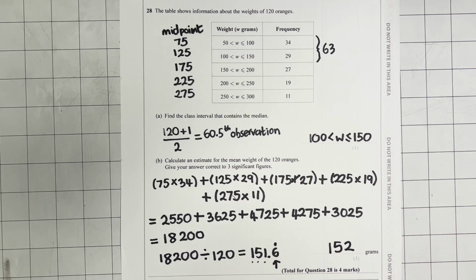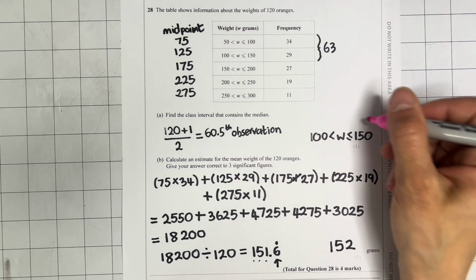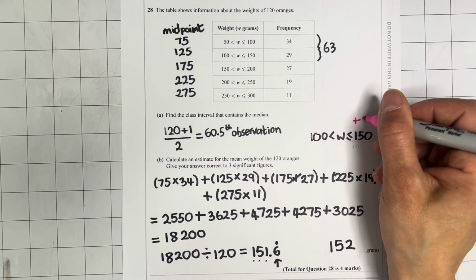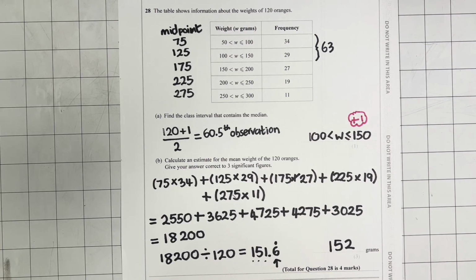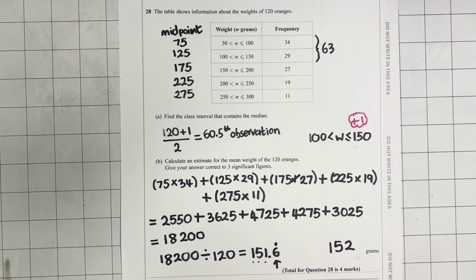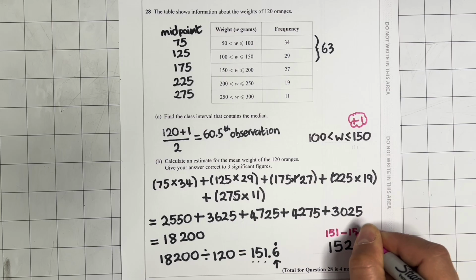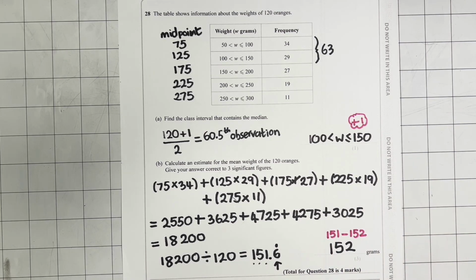This is a 4-mark question. Part A is worth 1 mark, and you get this 1 mark for stating the class interval W is greater than 100 and less than or equal to 150. Part B is worth 3 marks. If you get an answer in the range of 151 to 152, they will give you all 3 marks.